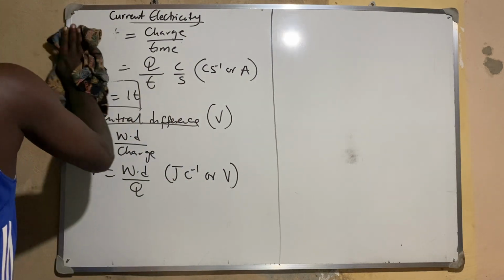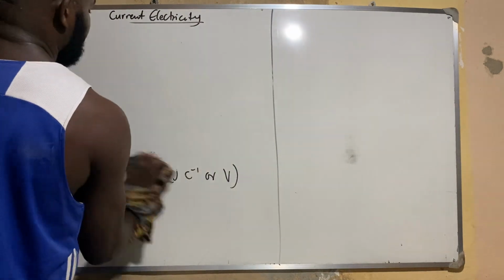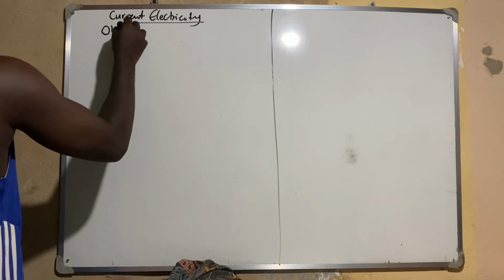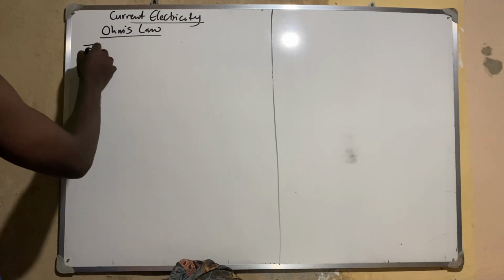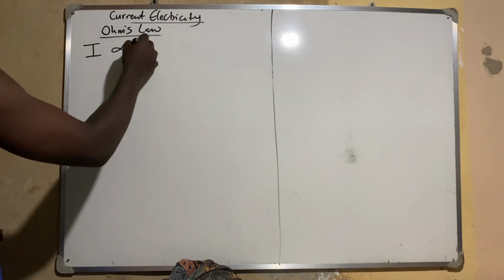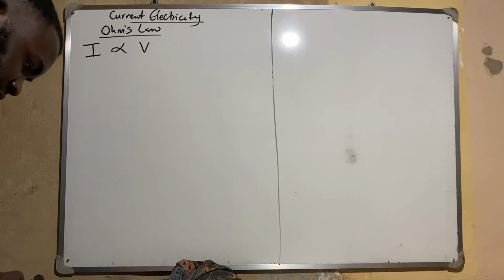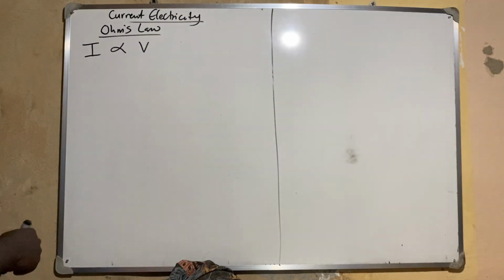The main thing we will look at now is Ohm's law. Ohm's law states that the current that passes through a wire or conductor is directly proportional to the potential difference across its ends, provided that temperature remains constant. So current is directly proportional to potential difference.